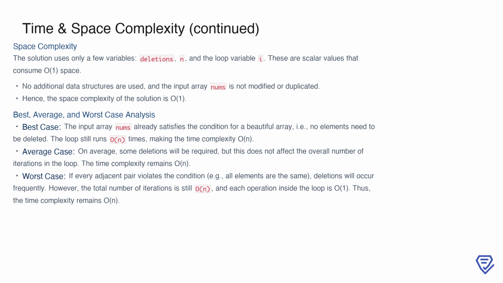In the average case, where some deletions are required, the number of iterations remains the same, so the time complexity is still O(n). Even in the worst case, where nearly every adjacent pair violates the condition, the loop does not run additional iterations, and the time complexity remains O(n). This consistency makes the algorithm highly efficient.